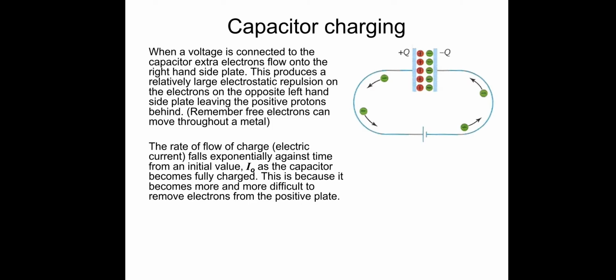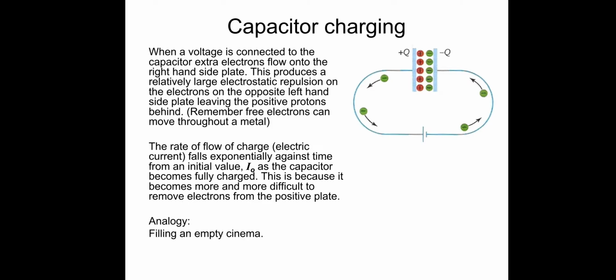The rate of flow of charge, the electric current, falls exponentially against time from an initial value, I0, as the capacitor becomes fully charged. It's because it becomes more and more difficult to remove electrons from the positive plate, and there's also less room on the right hand side for electrons to be deposited.